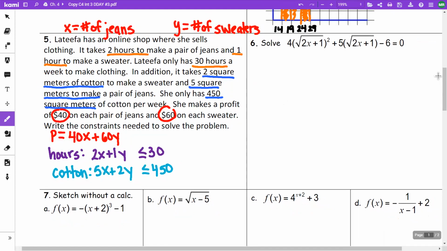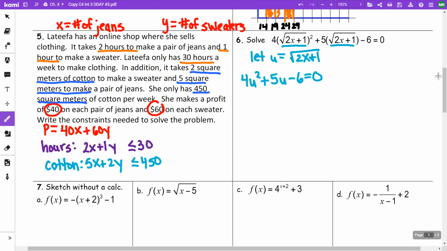Now, 6 is review. These are the let u equal. So we have a 2x plus 1 underneath the square root in both of these. So I'm going to let u equal the square root of 2x plus 1. And so I'm going to rewrite this as 4u squared plus 5u minus 6 equals 0. And I'm going to do a box to diamond to factor this.